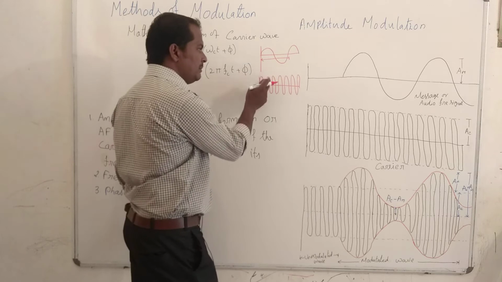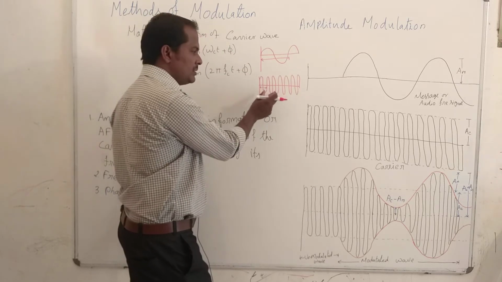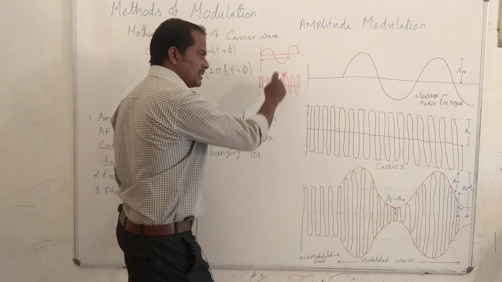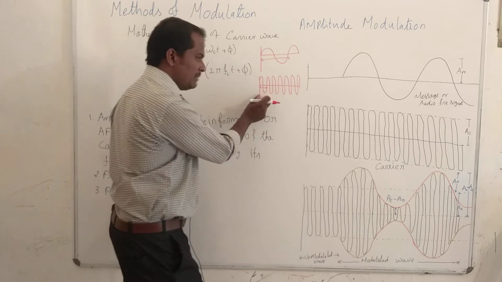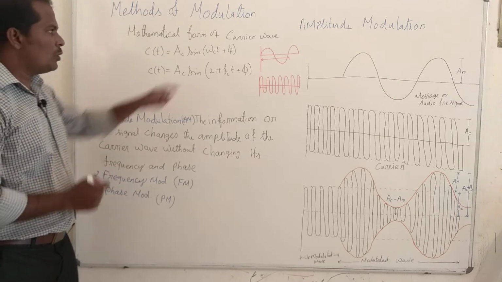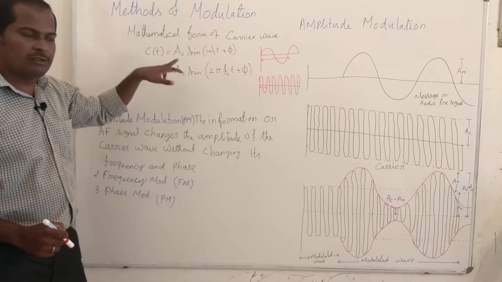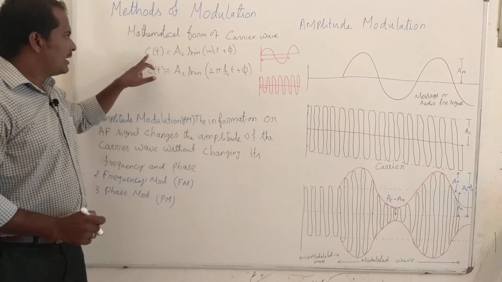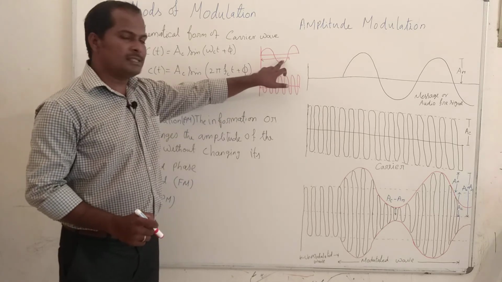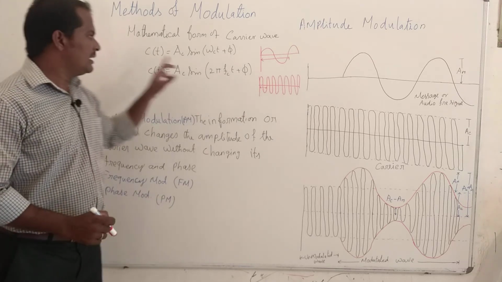Before we discuss the methods of modulation, let us look at the mathematical form of the carrier wave. For a sine wave, the carrier wave in mathematical format is c of t equals Ac sine omega c t plus phi. What are the notations used in this formula? c of t means the carrier wave in terms of time. This is the carrier signal, not the message signal. It is the mathematical form of the carrier signal in terms of time.